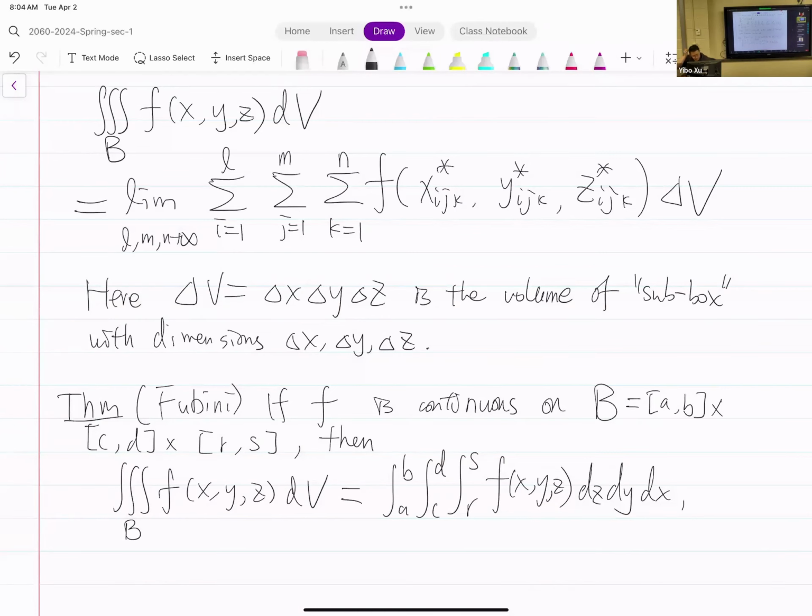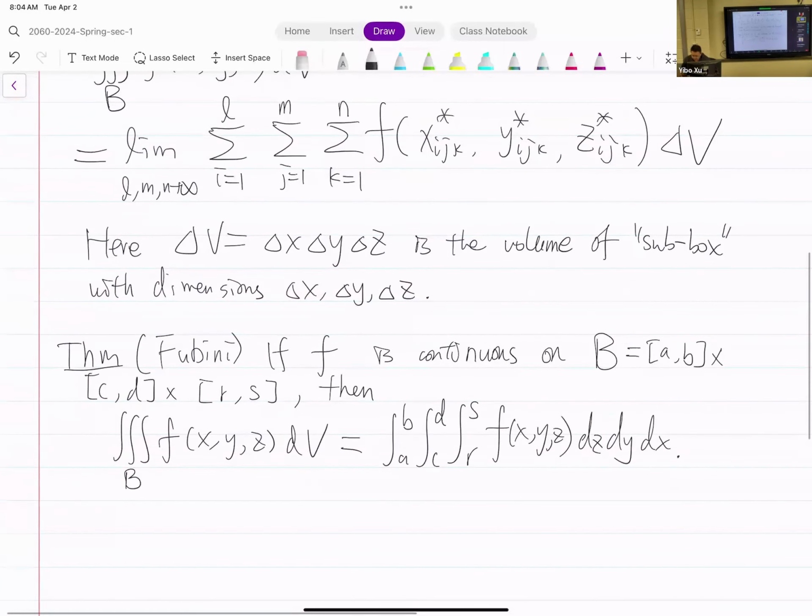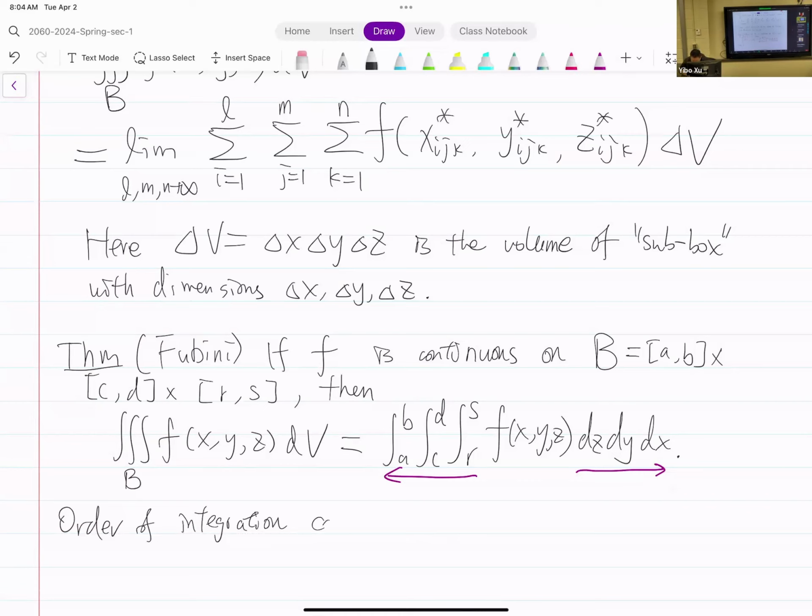And actually, the order can be whatever way that we want, as long as you have this same correspondence. So basically, when you're doing the integration, the order is going to be from the inner to the outer. And the order of integration can be changed.